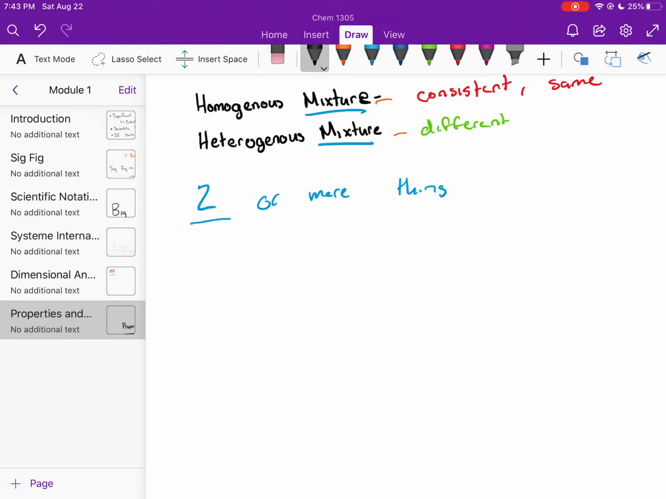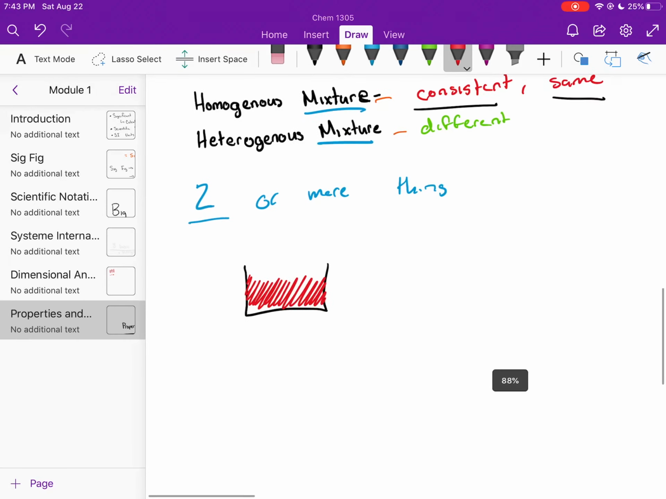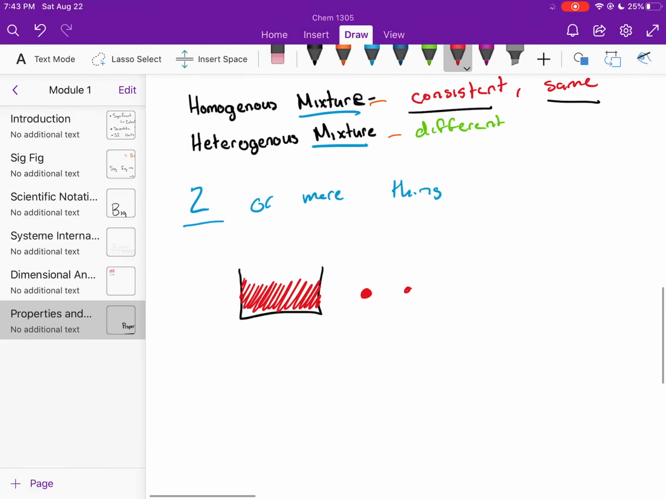Homogeneous mixtures are consistent and the same throughout. So let's talk about Kool-Aid. We make this super big jar of Kool-Aid, and we take small cups out of it. Every single one of these cups is going to be exactly the same. That means it's a homogeneous mixture. Homo, same. We are Homo sapiens. We are the same species.